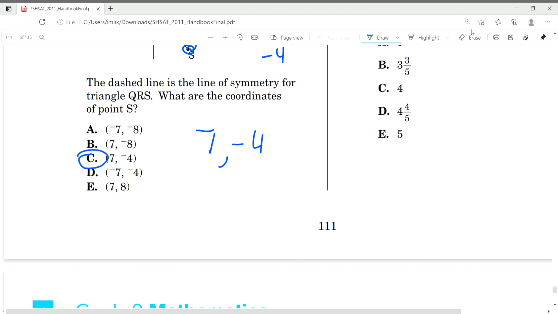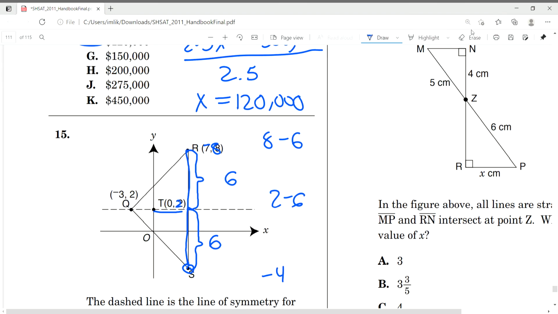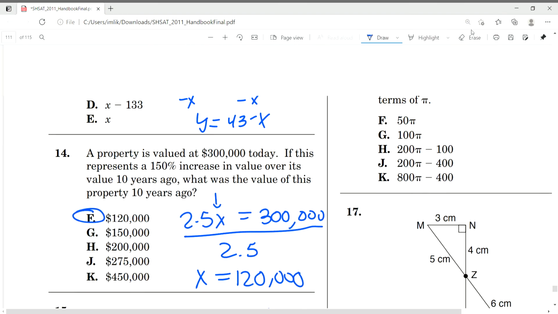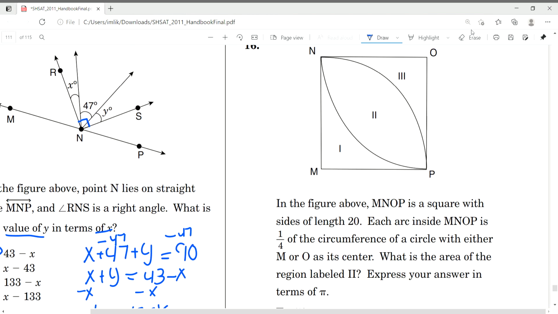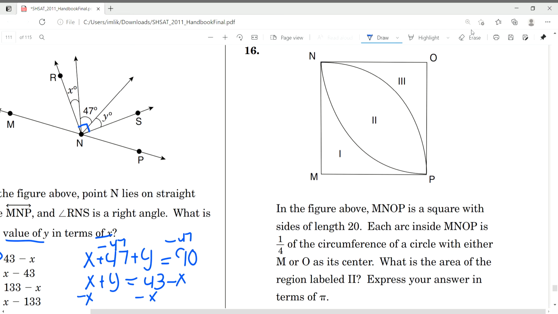+7, -4 is answer choice C. So remember the symmetry lines. It's a really important trick. In the figure above, MNOP is a square with side lengths of 20. Each arc inside MNOP is 1/4 the circumference of a circle with either M or O as its center. What is the area of the region labeled 2?